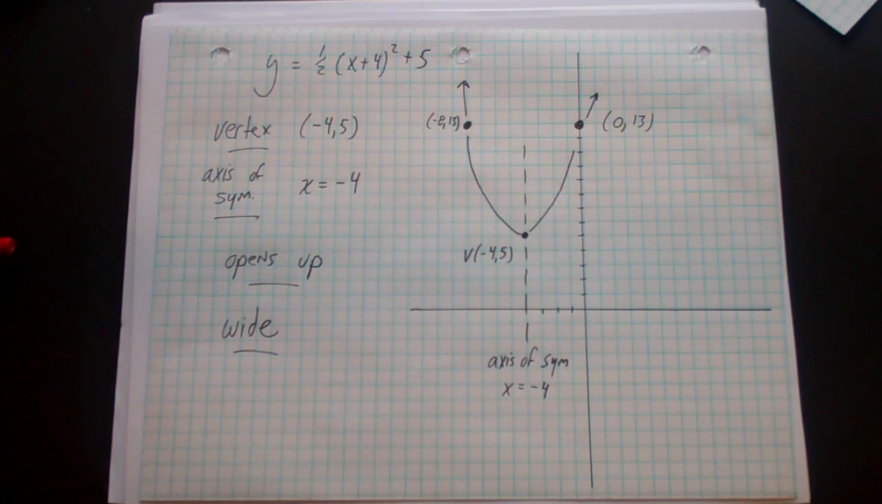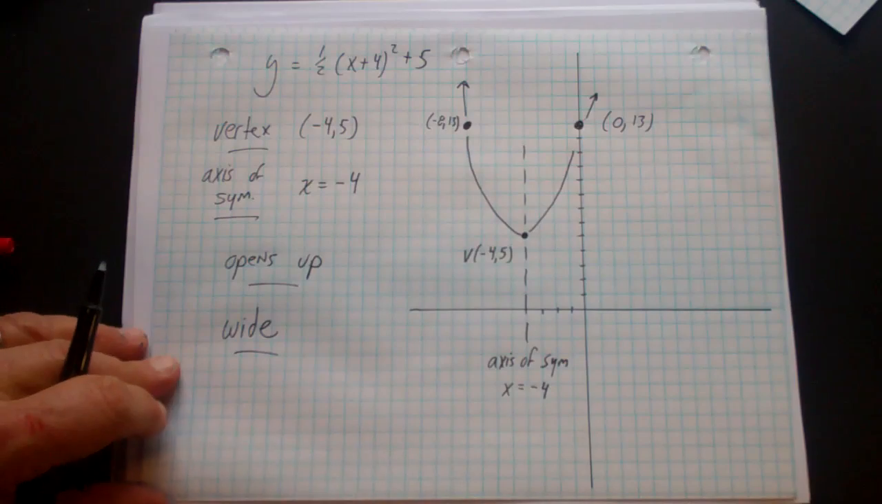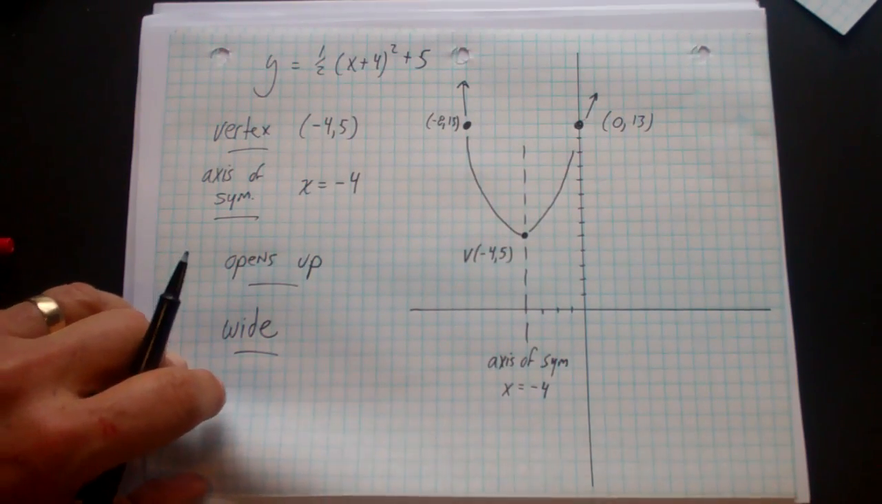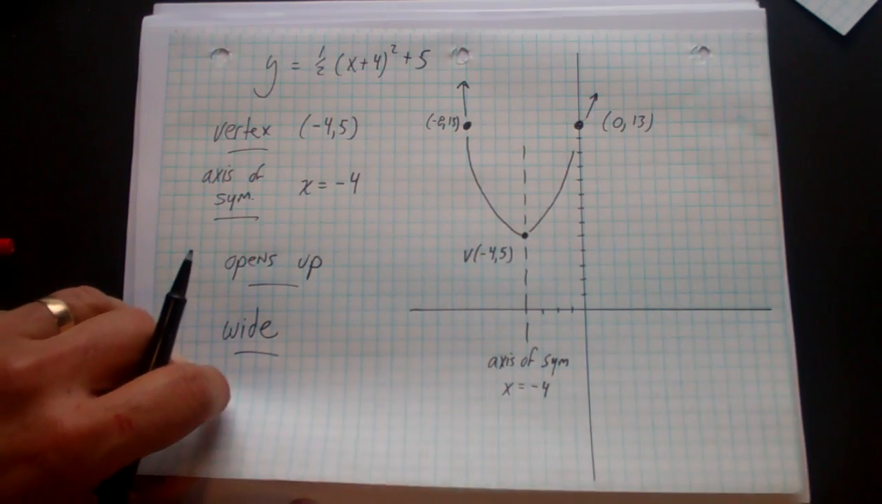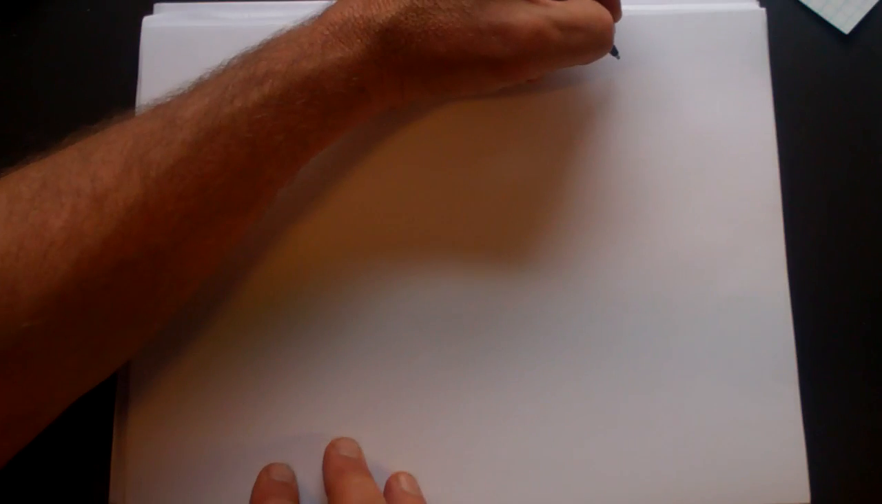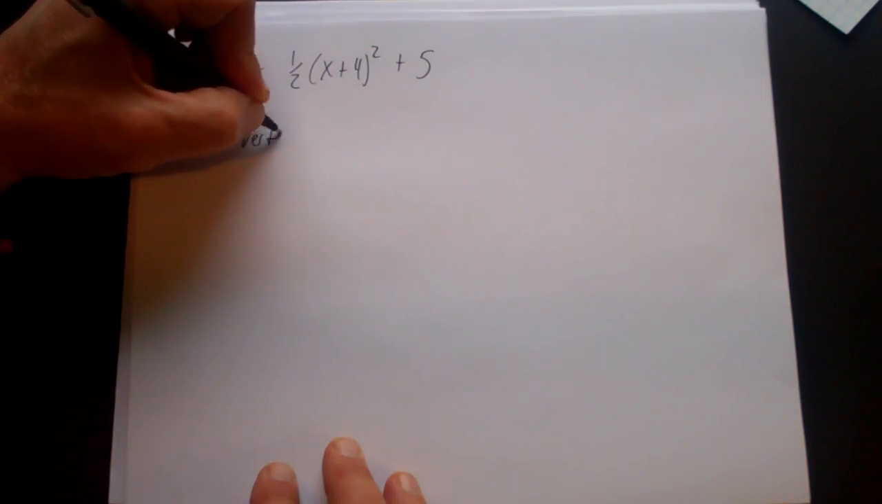So if you've got that problem correct, then go ahead and stop this video now and move to the next problem. If you need to review this problem, then what I'd like you to do is watch the rest of this video and we'll step through this problem step by step. So let's look at the problem. y is equal to 1/2 (x + 4) squared + 5. And the first step is to find the vertex.